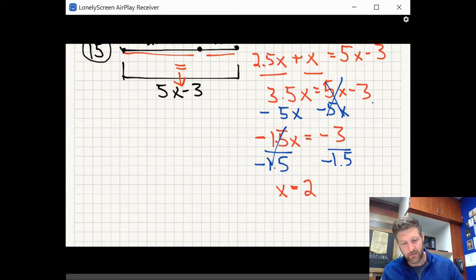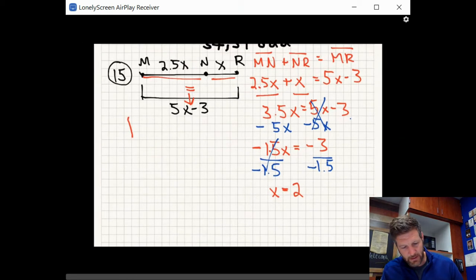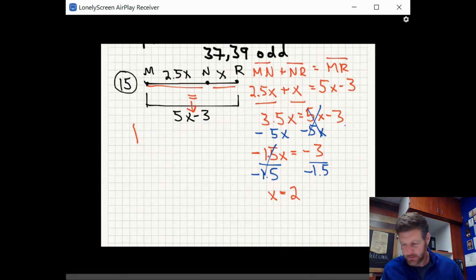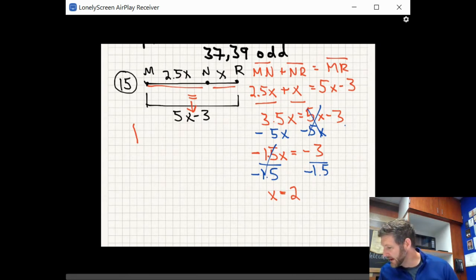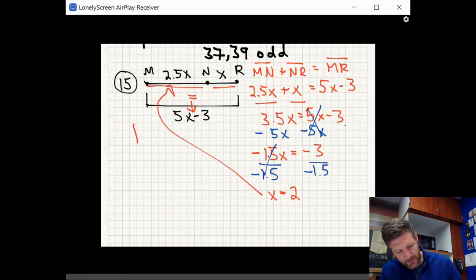So there we go. I now have found my x. Going back to the problem, am I trying to find x? I'm trying to find mn. So I'm trying to find this distance. So I'm not done yet. I've got to plug this in right here because it says to find mn. So let's plug it back. There it is. So we just need to do 2.5 times 2. So 2.5 times 2, that is simply 5.